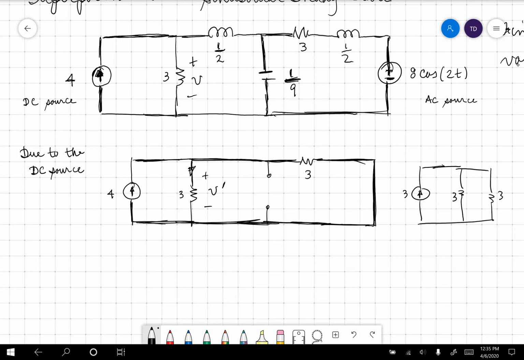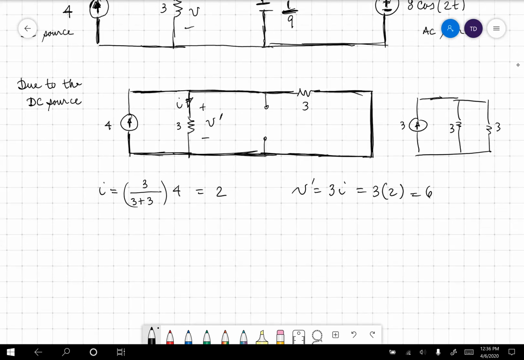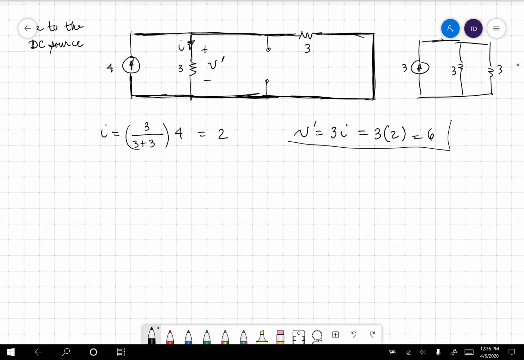So if that's the case, what is I? My current divider: it's the opposite resistor, divided by the sum of the two, times the current entering both. So there it is, 2 amps. Solve for V prime. V prime equals 3I equals 3 times 2 equals 6 volts. So there's our first component. Save that. Box it up. We need that.